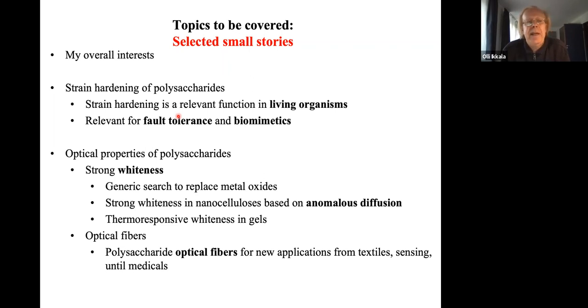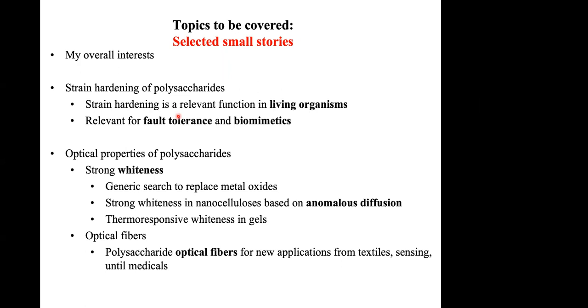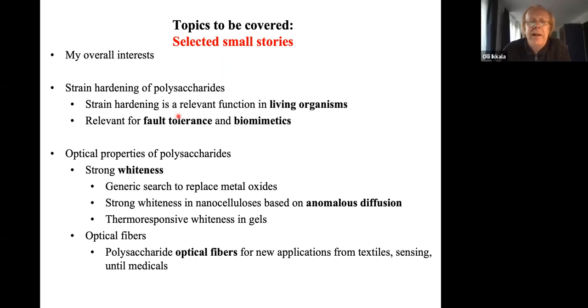The reason why I will address this is that strain hardening is a relevant function in living organisms. And if we want to make biomimetic materials which mimic biological materials in a very honest way, we need to understand strain hardening as a material property. It also gives fault tolerance to the materials, which is a very desirable property in materials science.